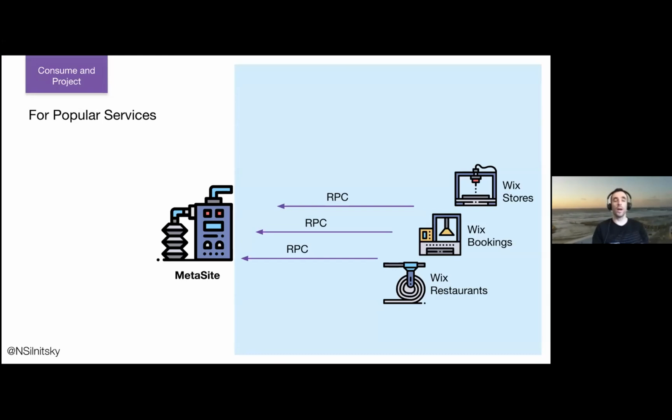So imagine that you have a service that has very high throughput. In our case, we have the metasite service that stores all of the metadata that is part of a Wix site, including which applications are installed on the site, what's the site version, who's the site owner, all kinds of relevant information.